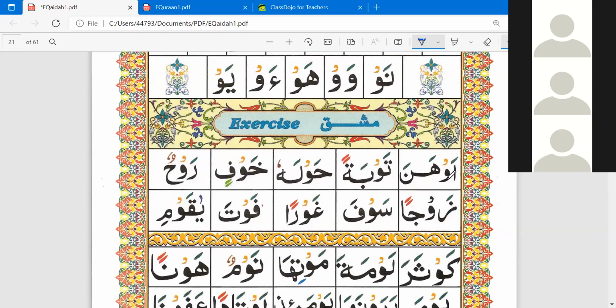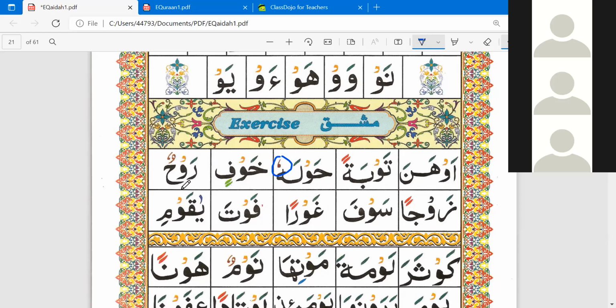Imagine this one. Ow, hana. Do not elongate if you don't see mad or standing fatha or standing kasra or reverse dhamma. Just keep it only 1 count. Ow, hana. Nothing to elongate. Taubatan. I only apply the sound because I've seen tanwin. Taubatan, hawlahu. Now I elongate this one because I can see reverse dhamma. If you see reverse dhamma, elongate. Standing fatha, elongate. Standing kasra, elongate.